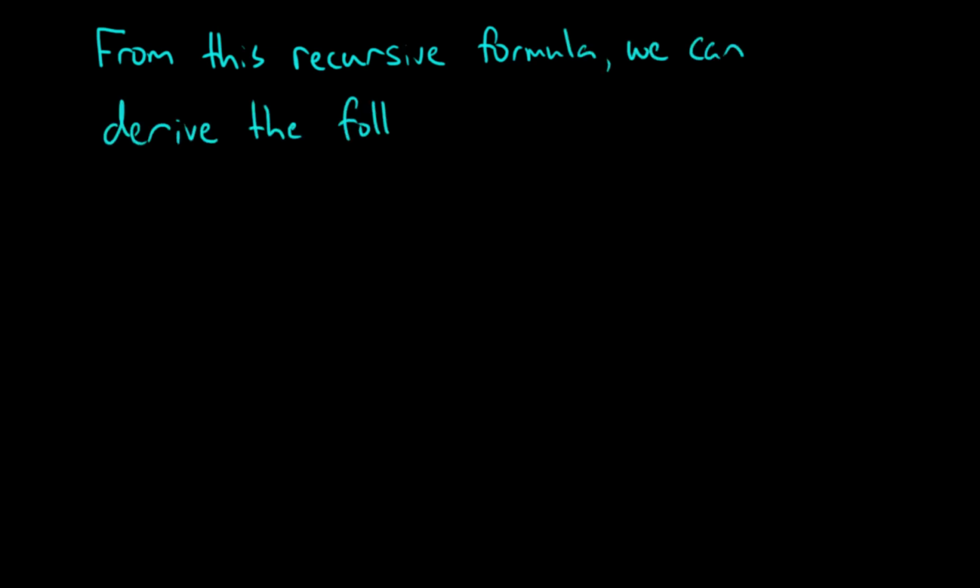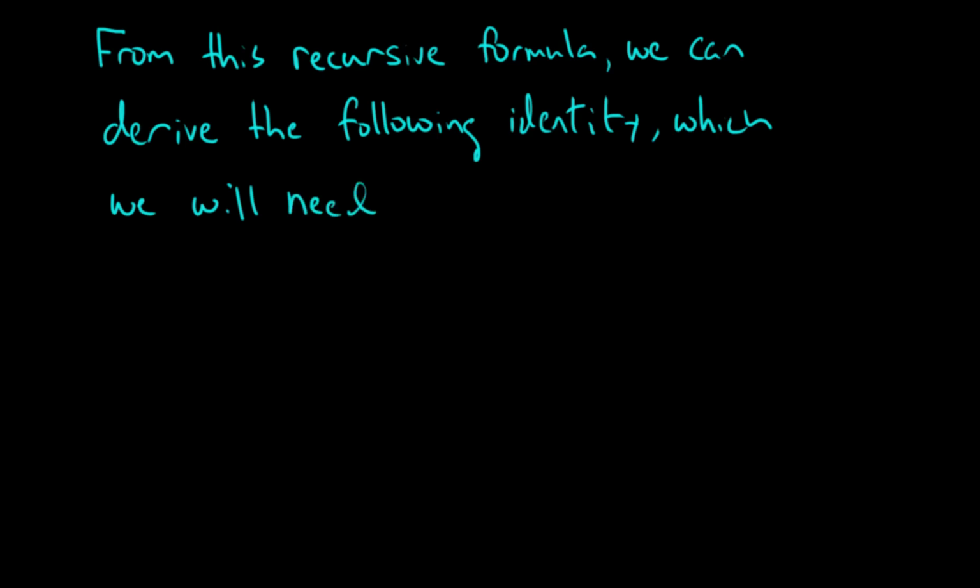Admittedly, this formula takes some unpacking, but I've already done that in my previous video on the Euler-Maclaurin summation formula. So if you're at all puzzled by that recursive formula for the Bernoulli numbers, I would encourage you to go take a look at that video. Instead, what I'm going to do is use that formula as a jumping off point for the material that follows. From this recursive formula, we'll obtain the following identity, which we'll need. It's basically a rewriting of the recursive formula.